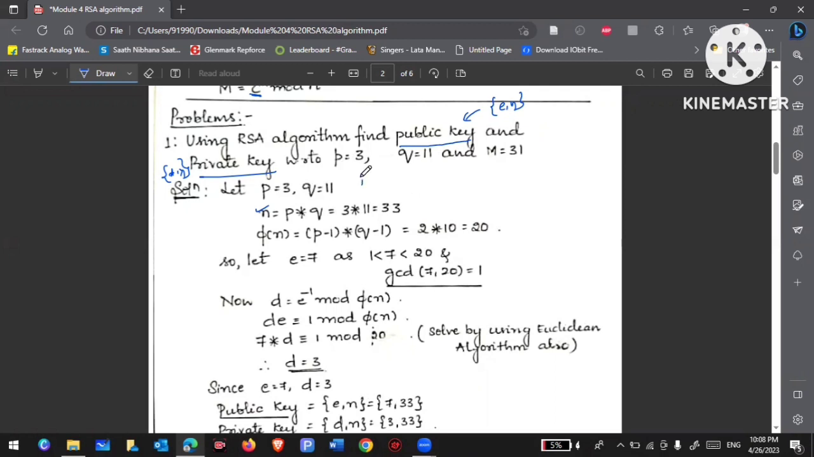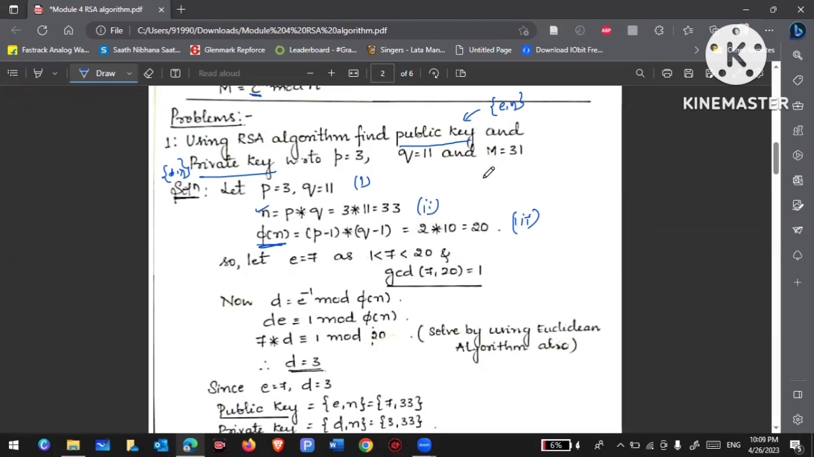So this is our first step, choosing the values. This is our second step, finding out the value of n. This is our third step, where we will calculate the Euler's totient function that we represent by phi of n. How do we find that? P minus 1 into q minus 1. P value is 3, 3 minus 1 is 2, q value is 11, 11 minus 1 is 10, 2 into 10 is 20. So the phi of n value we have got is 20.